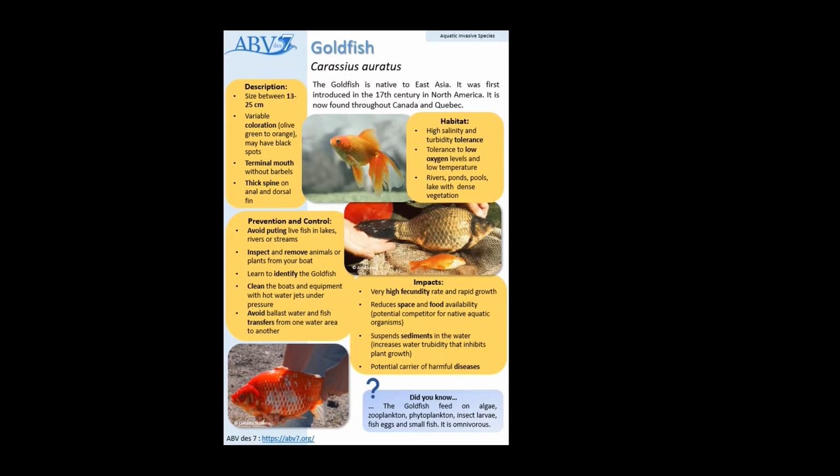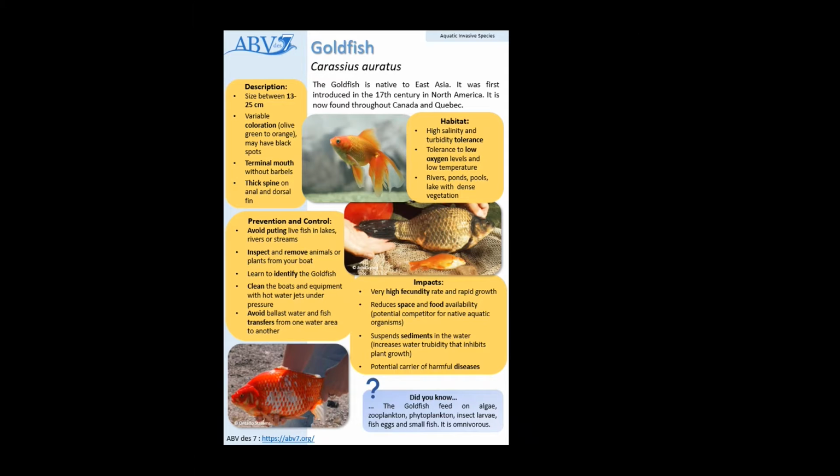The goldfish, which is native to East Asia, was introduced in North America in the 17th century. Since then, it's now been found throughout Canada and also throughout Quebec. It lives in very high salinity areas, and it has a tolerance for turbidity, low oxygen levels and low temperature. It lives in rivers, ponds, pools, and also lakes with dense vegetation.